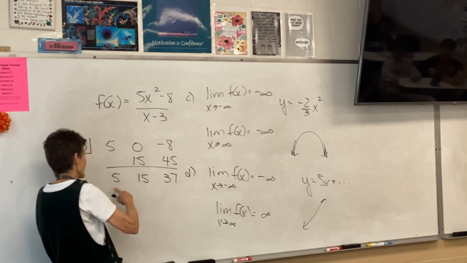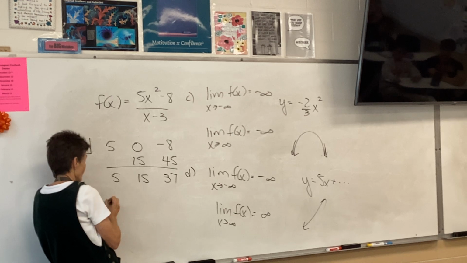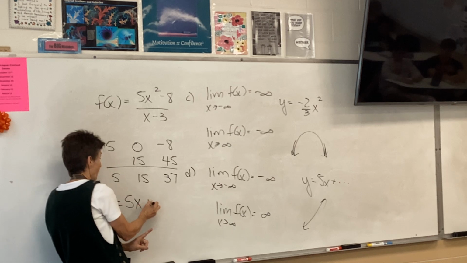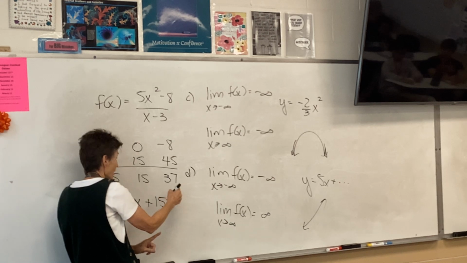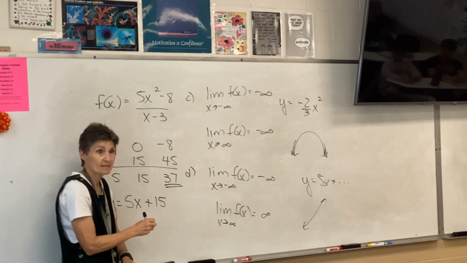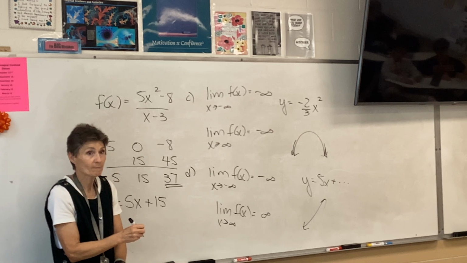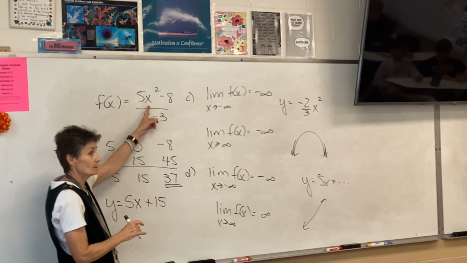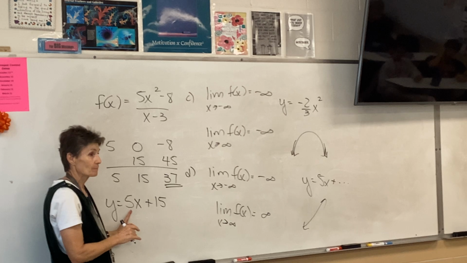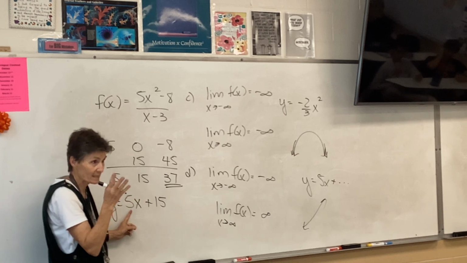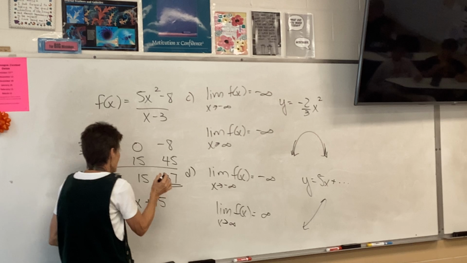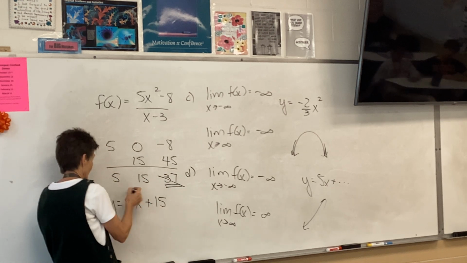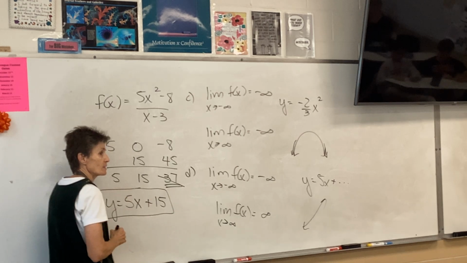What does this now mean? What is this? Not 5x squared, 5x plus 15, and then that guy right there is the remainder of the division problem. Remember, you're dividing, guys. If you divide an x into an x squared, aren't you going to be left with an x? The power goes down by 1 because you're dividing. We disregard the remainder. There is the equation of your slant asymptote.